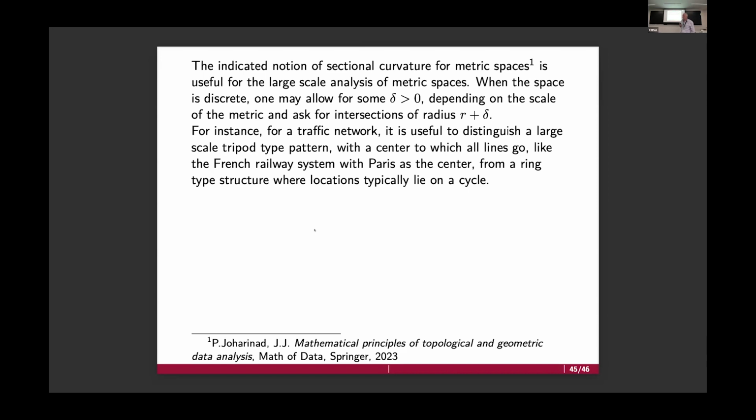But these things are also useful for analyzing networks. If you look at a traffic network, you have a couple of distant cities. There are different ways of connecting them. One is just to have one center, connect everything to the center, as in the French railway system. All railway lines go to Paris, or you connect the distant points individually. And that is precisely the difference between a tripod in the first case, where you connect everything to a center, and a ring structure or circle in the second case. Yeah, and then with this concept, you can evaluate the structure of networks.